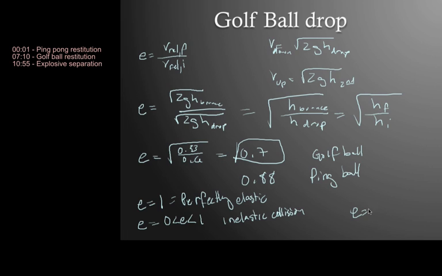And now E equals 0 is our final case here that we're going to consider. And so what this says is that v relative final is 0. So that means that the two objects aren't moving away from each other. So this is our perfectly inelastic collision.